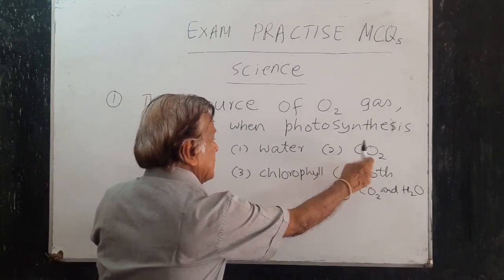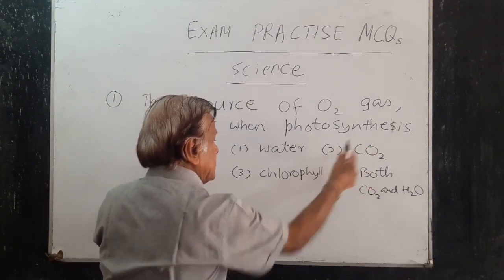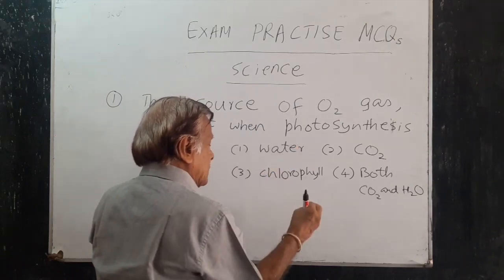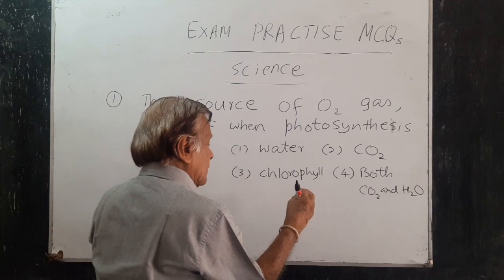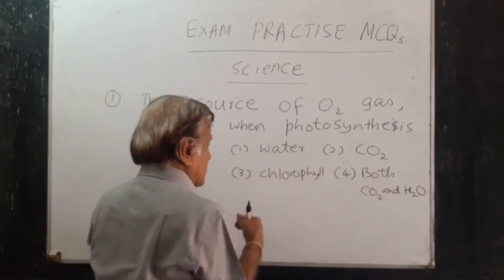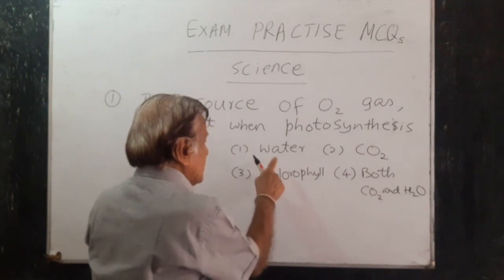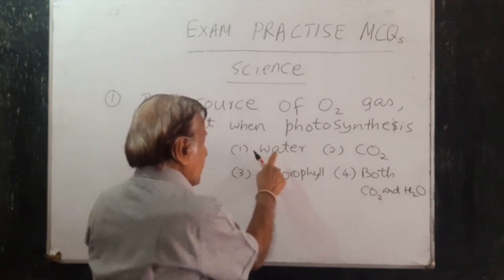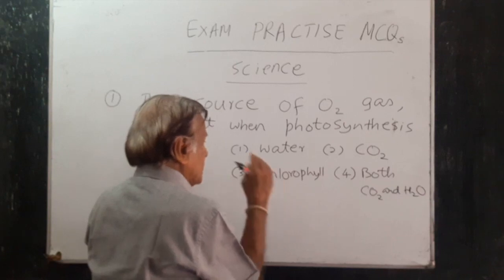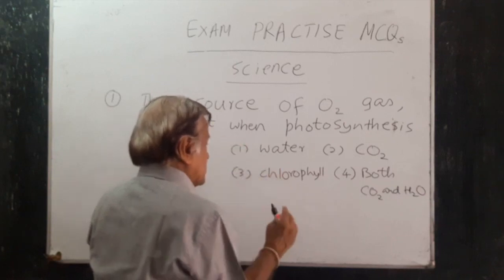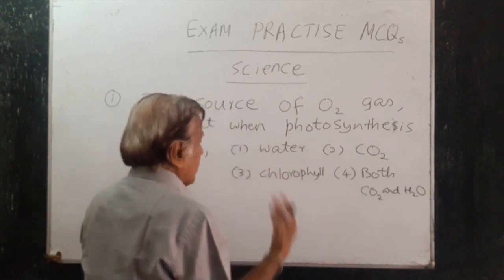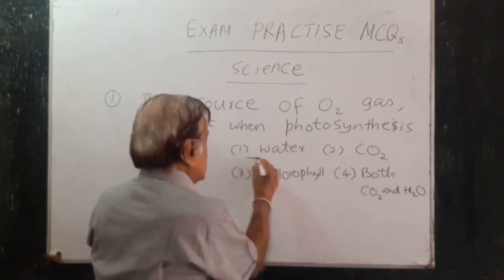Both carbon and oxygen present in carbon dioxide are used up for photosynthesis. From water, only hydrogen is used up for this photosynthetic process. Oxygen present in water is given out. Therefore, the answer is the first one.